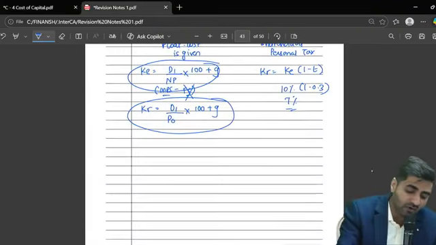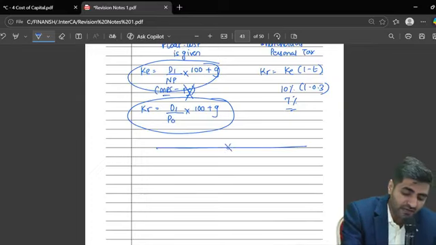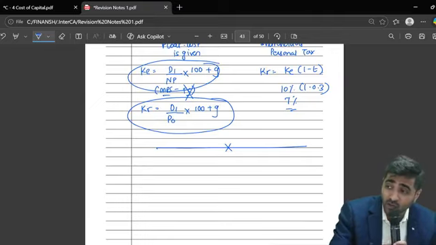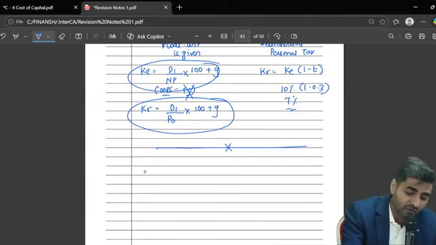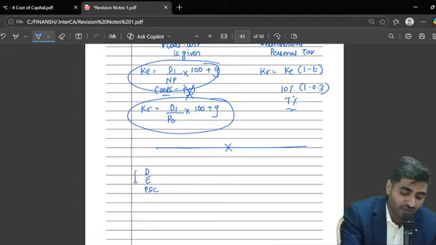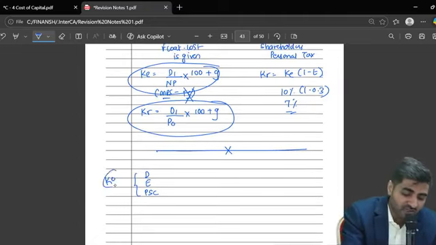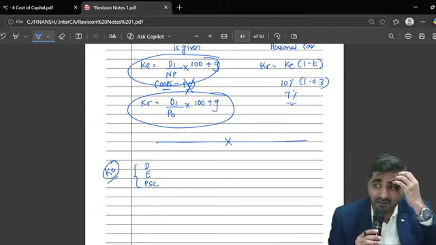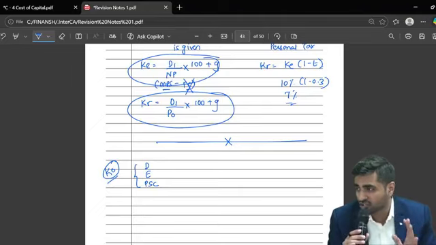Now, let's say I want to calculate the total cost. If my company has debt, equity, preference shares, everything in it, and we are required to calculate the total cost, that total cost is called your KO. How is it determined? With the help of KO, the overall cost of capital.